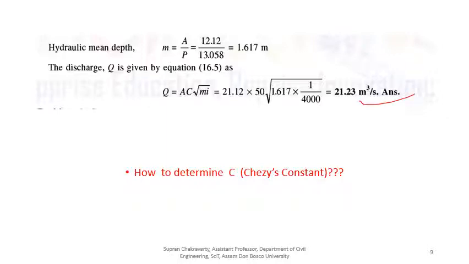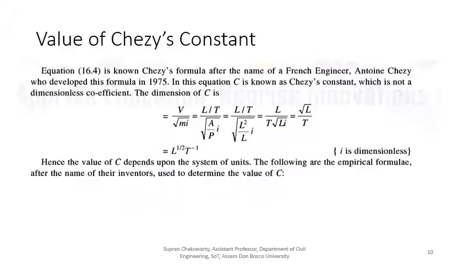Now in these two problems, the value of C is given, right? The value of C has been given to you. So if it's not given to you, how will we determine it? For that we have to look into some different empirical formulas.